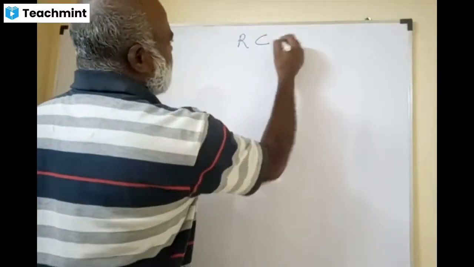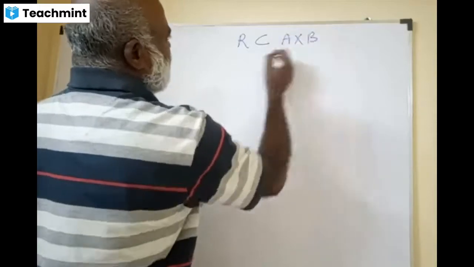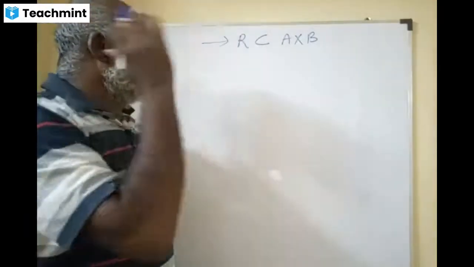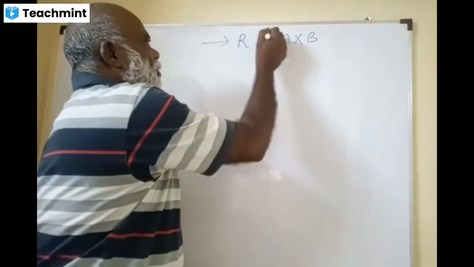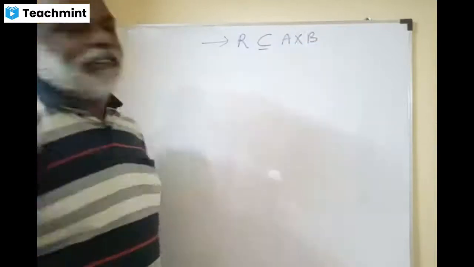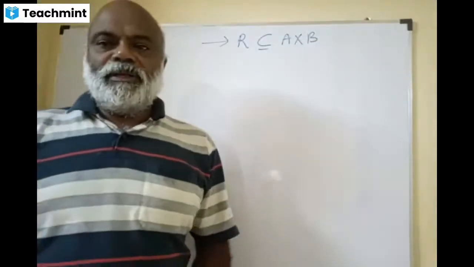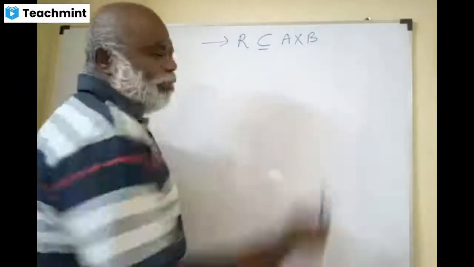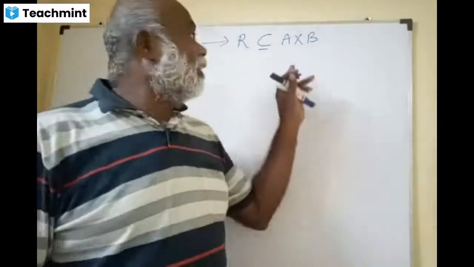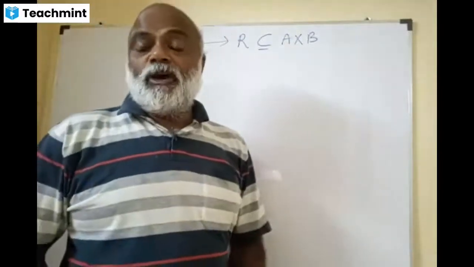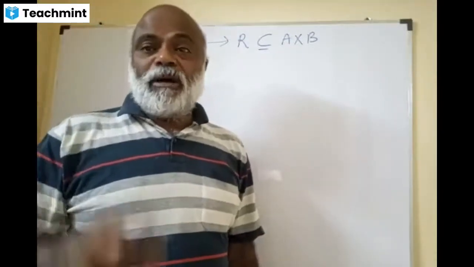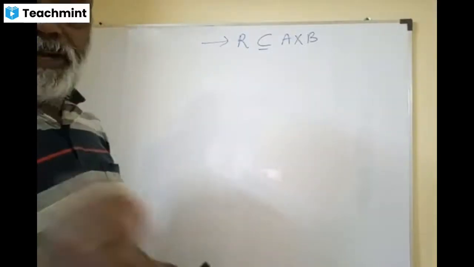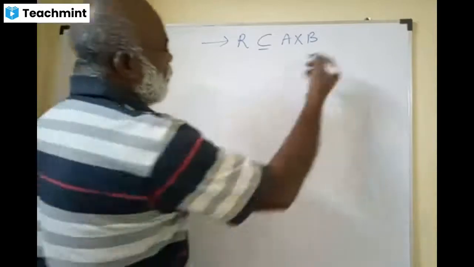A relation is a subset of A cross B. This is the definition of a relation. We have discussed how many subsets there are in A cross B, and then how many relations are possible. All these things we have seen in the last class. You can see the video if you want.